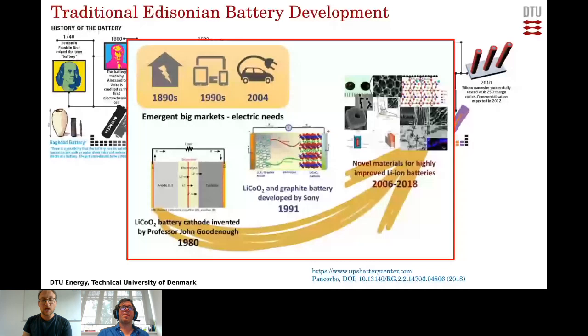Of course, this is not something we can sustain anymore. As Alejandro showed before, we need to speed up and accelerate the discovery of new battery materials, or new materials in general. So how can we do that?